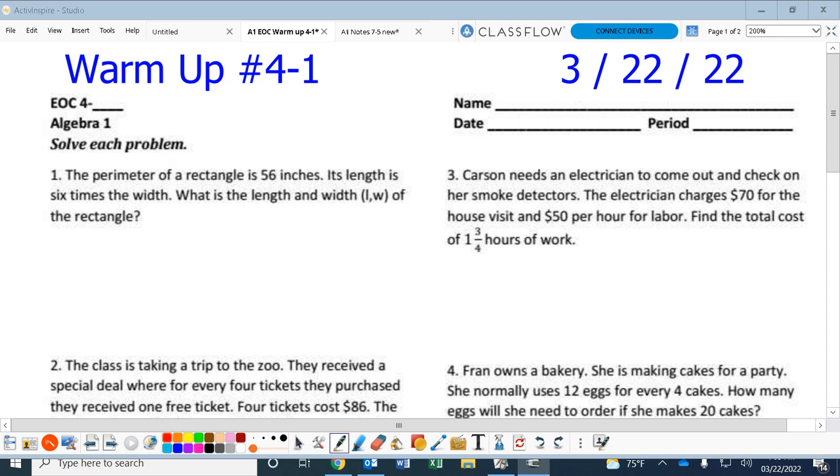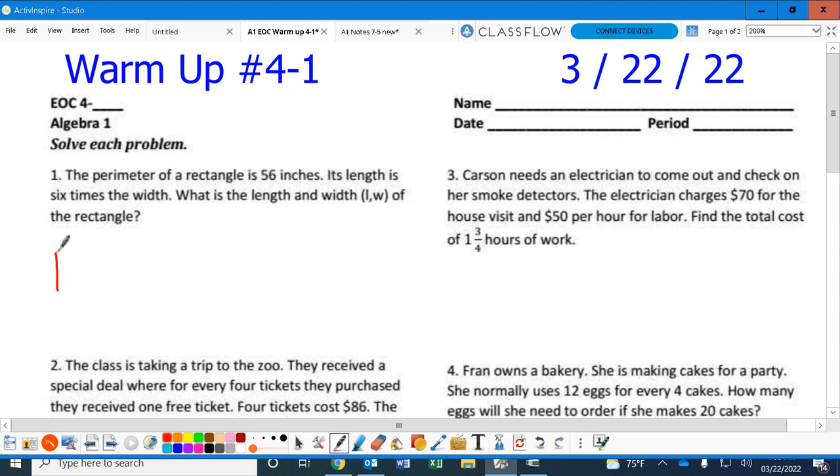It says the perimeter of a rectangle is 56 inches. Guys, if you're dealing with perimeter and they give you a shape and they do not have the picture drawn there, the first thing you need to do is draw the picture there. Start with that. Perimeter equals 56 inches. It says its length is 6 times the width. What is the length and what is the width?